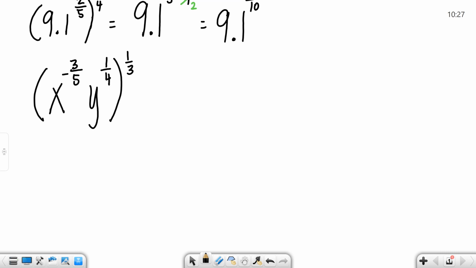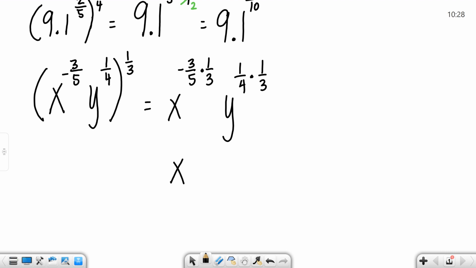Okay, so I have x to the -3/5, y to the 1/4 multiplied together, and then all of that raised to the 1/3. So a couple of ways I can do this, but what I'm going to do is say, I have a power raised to a power, so everything in there gets raised to that power. So negative 3/5 gets multiplied by 1/3, and y to the 1/4 gets multiplied by 1/3. Power raised to a power, you multiply. Now I have to do both of those. So I get x to the, now when I multiply here, I can simplify.